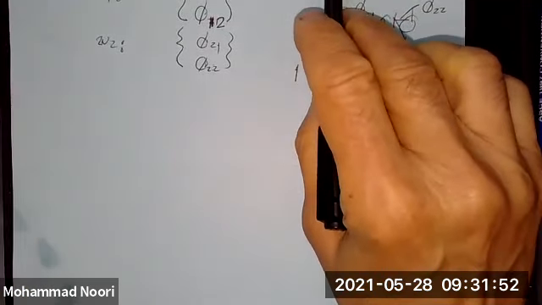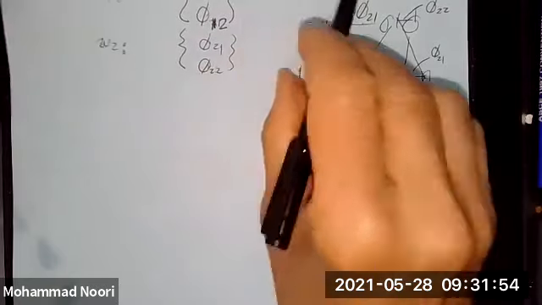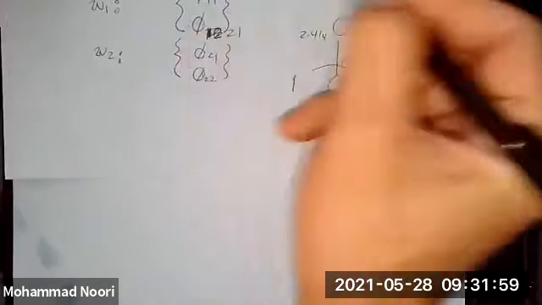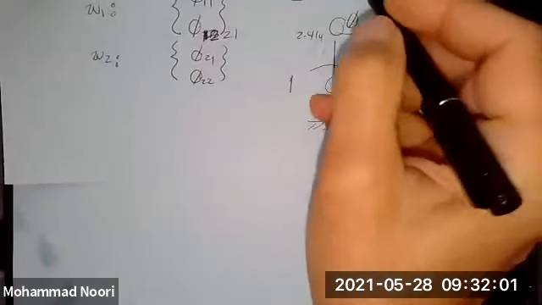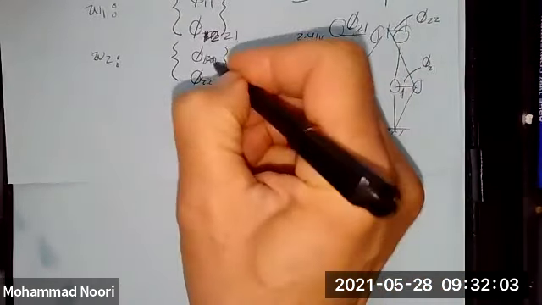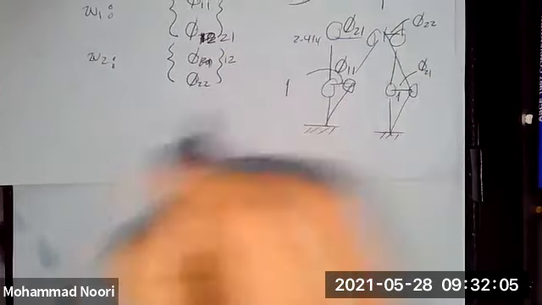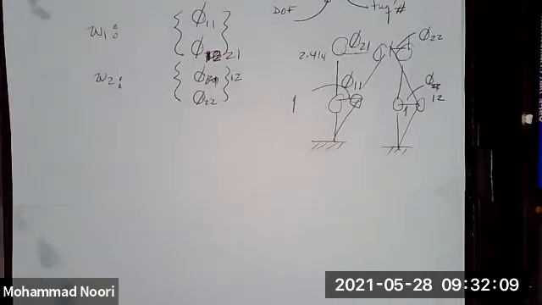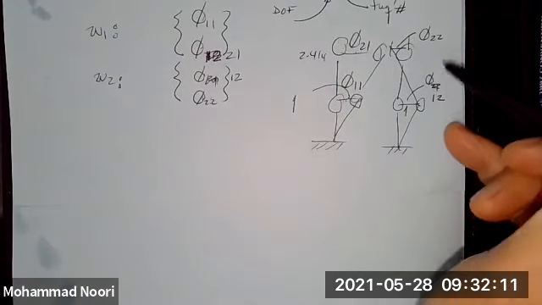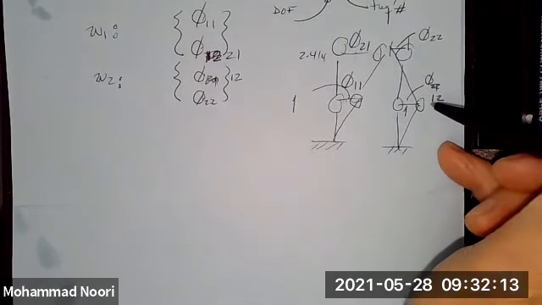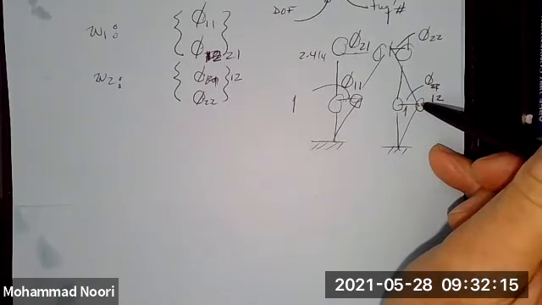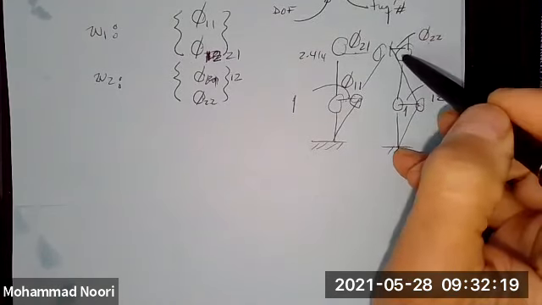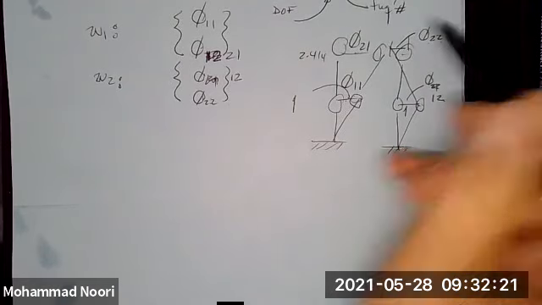Wait a minute. No, this is phi11 and phi21. No, this was correct. This one was not correct. Because you have phi12, this is phi12 and this is phi22. This is the displacement corresponding to degree of freedom 1 for frequency 2, and displacement corresponding to degree of freedom 2 for frequency 2.